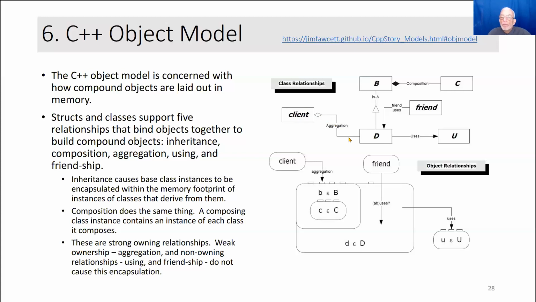And this using object has to get passed to D as an argument, a reference argument to one of these member functions, maybe a register function or something. And the client very typically will pass U to a member function of D so that D has access to it. Now let's see what those relationships mean.